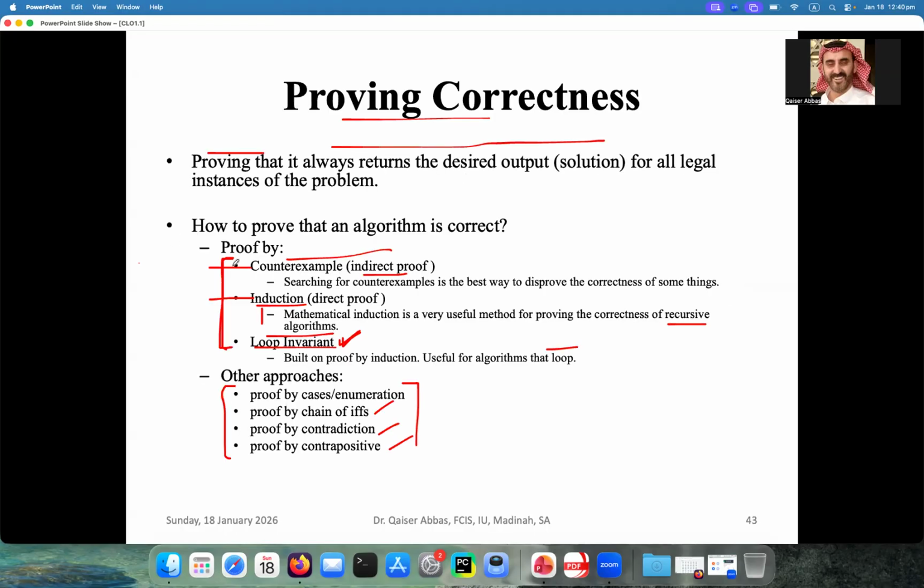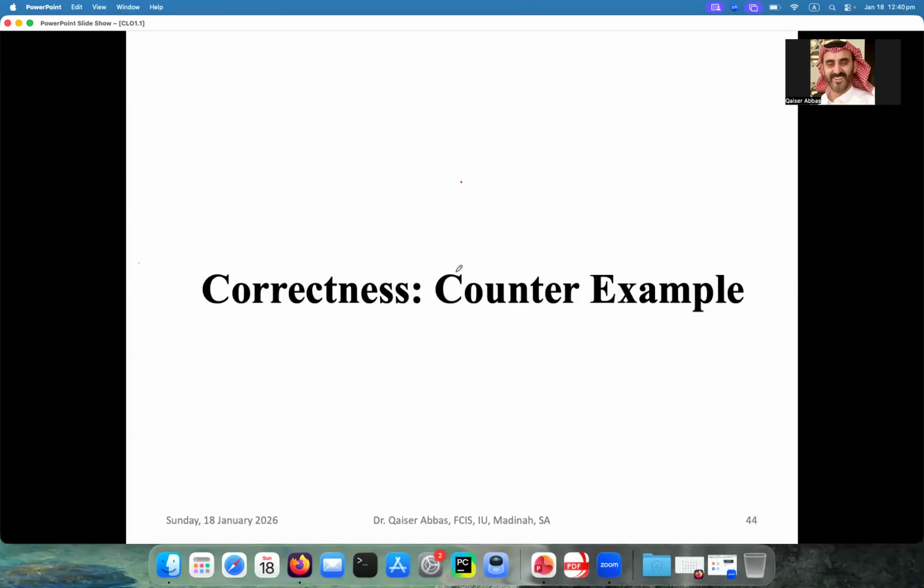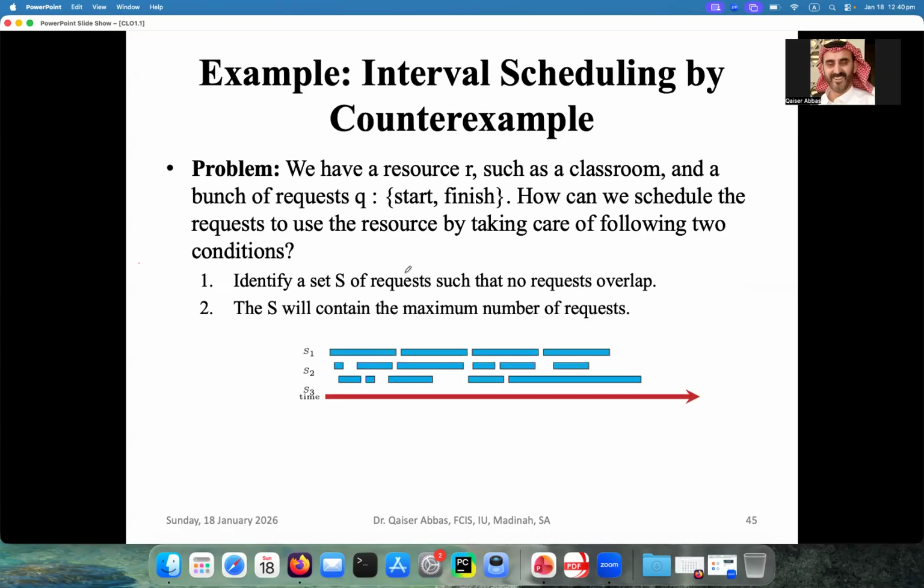So as I said, we will go with these three options. That's why we are going first with the counterexample, the method which shows the correctness of an algorithm by a counterexample. To understand that, we will take this problem, and that problem is called interval scheduling.